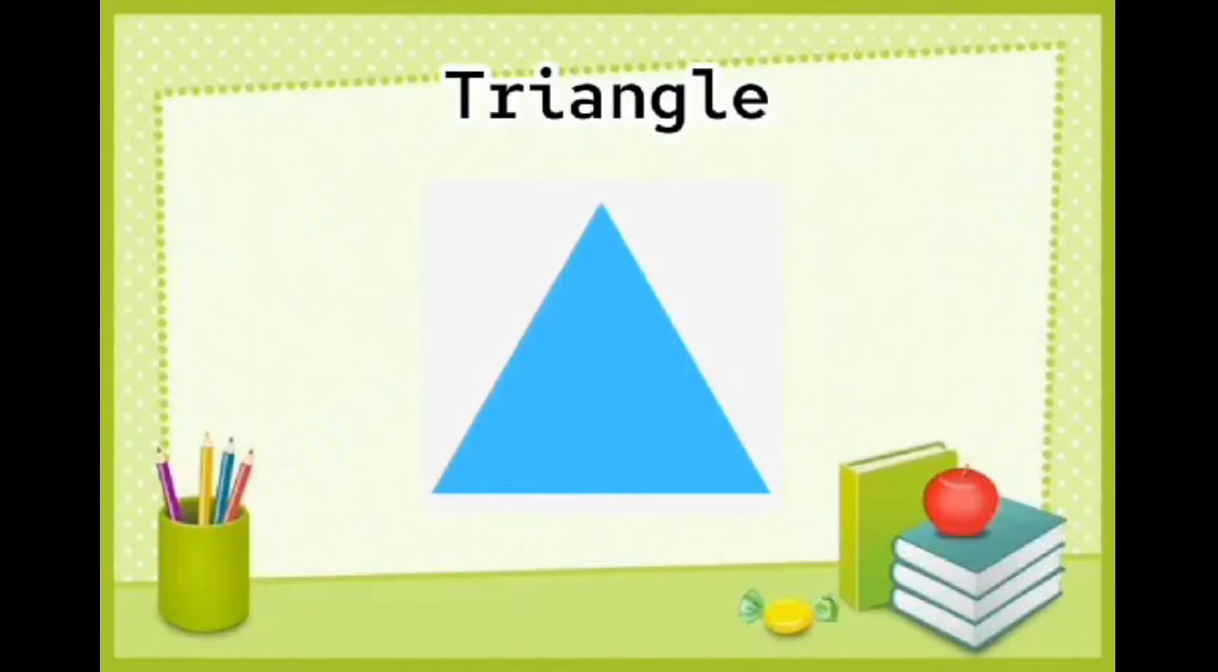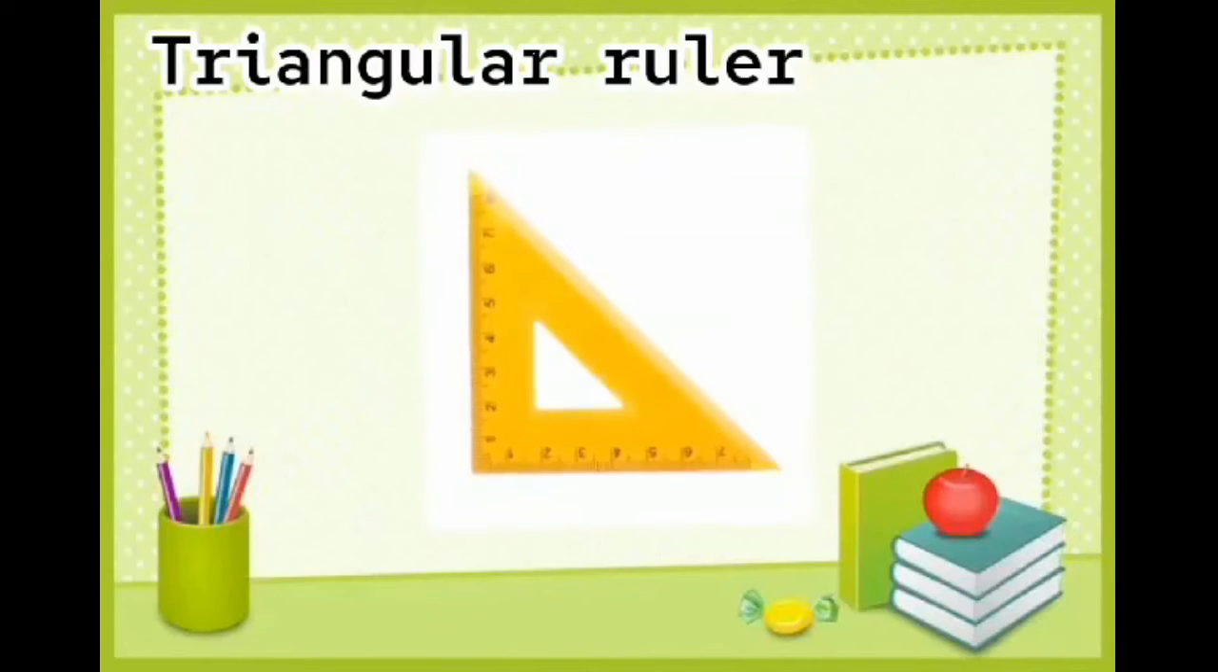For our next polygon is a triangle. A triangle is a polygon with three edges and three vertices. Our example is a triangular ruler. Triangular ruler is used for measuring and preparing scale drawings such as blueprints and maps. It is also called an architect's scale. Let's count the sides. 1, 2, 3.